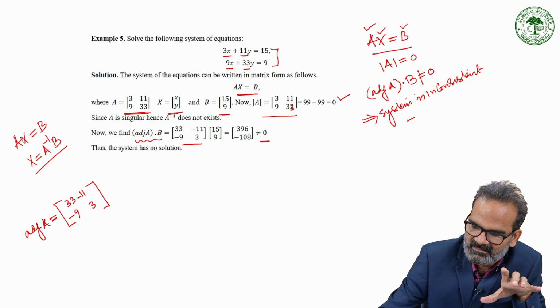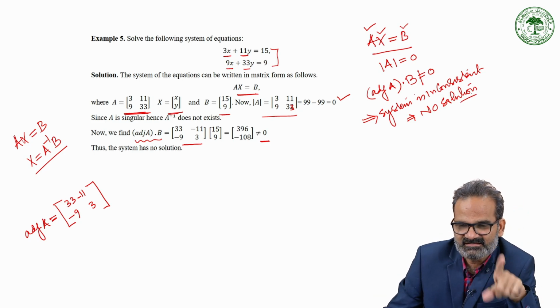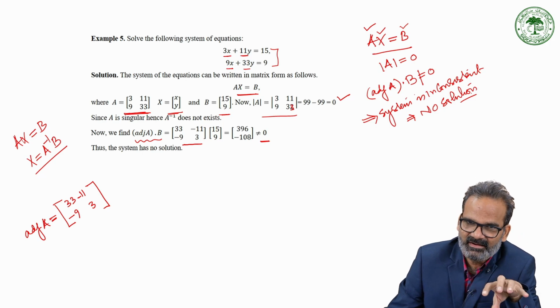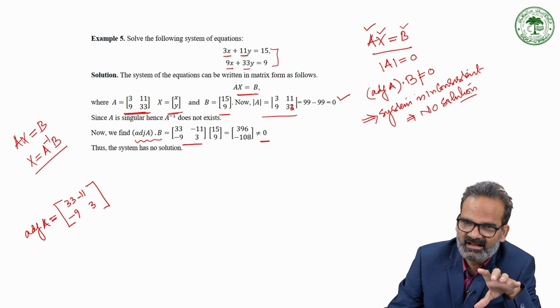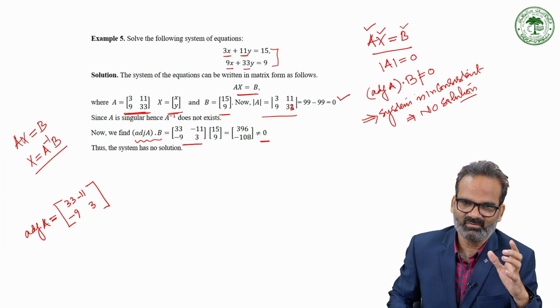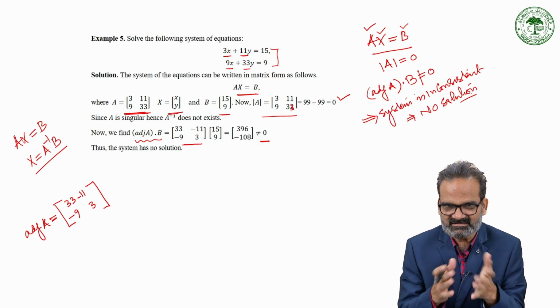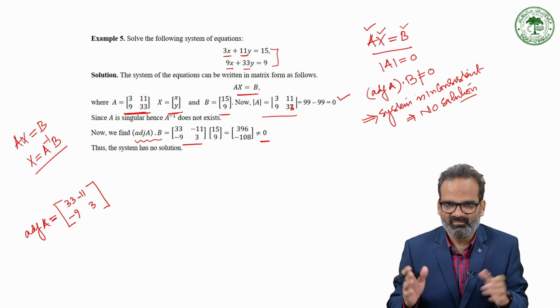Inconsistent means no solution, right? If adjoint of A into B is not equal to 0, then the system is inconsistent, it has no solution. And if adjoint of A into B is equal to 0, then the system is consistent and it will have infinitely many solutions, right? So this is how we can also discuss case 2, if the determinant of the matrix identically vanishes or is 0.